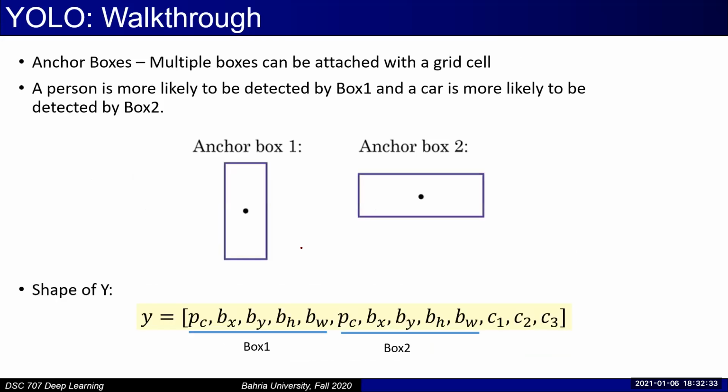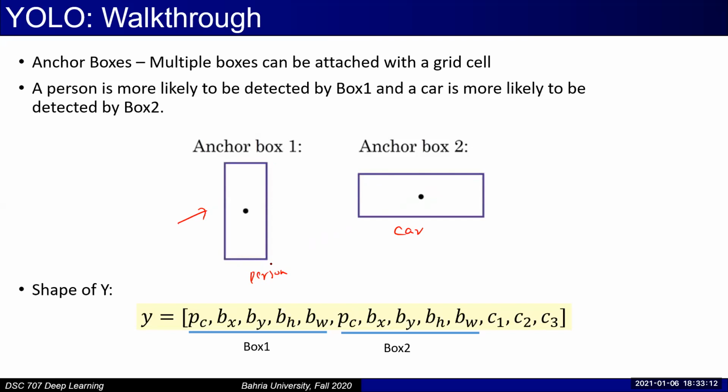Just like we did with Faster RCNN, we associate anchor boxes with a grid cell. Now, why do we do that? Because if you are trying to detect a person, the box would be something like this, with a height larger than the width. But if you are trying to detect a car, maybe this box is more appropriate, where the width is more than the height. So what we can do is associate two different anchor boxes of two different ratios with each of the grid cells.